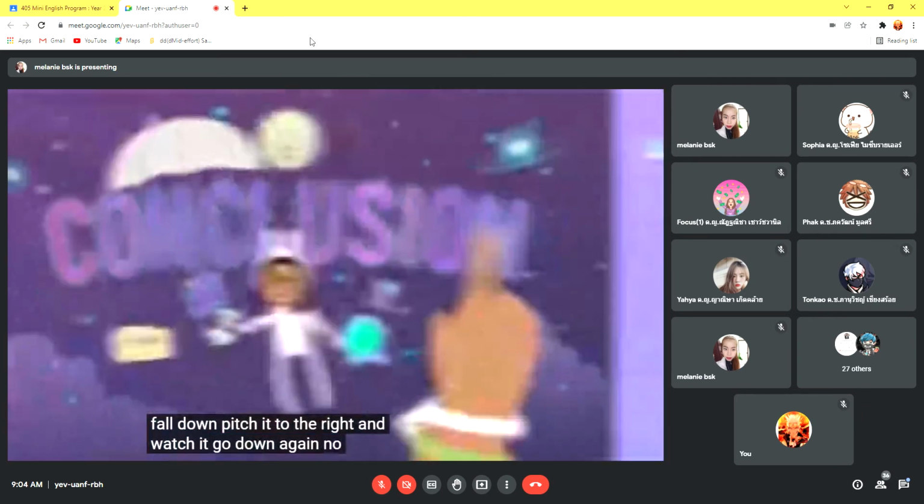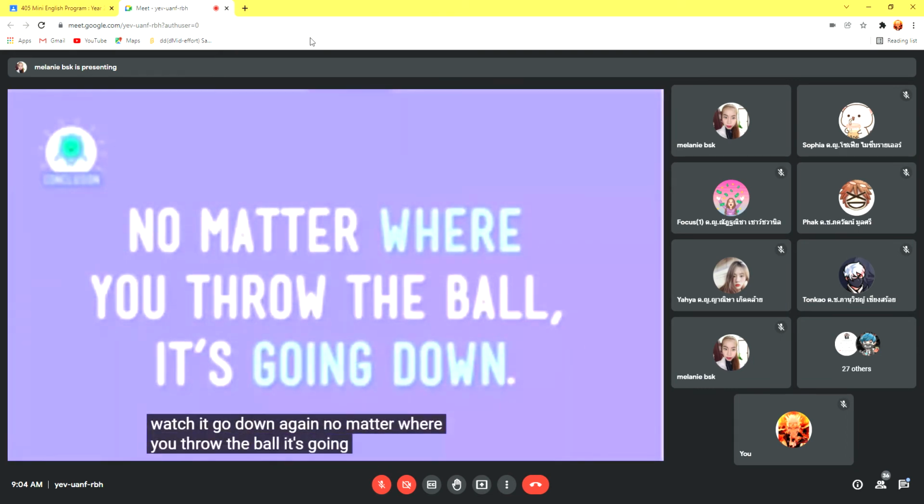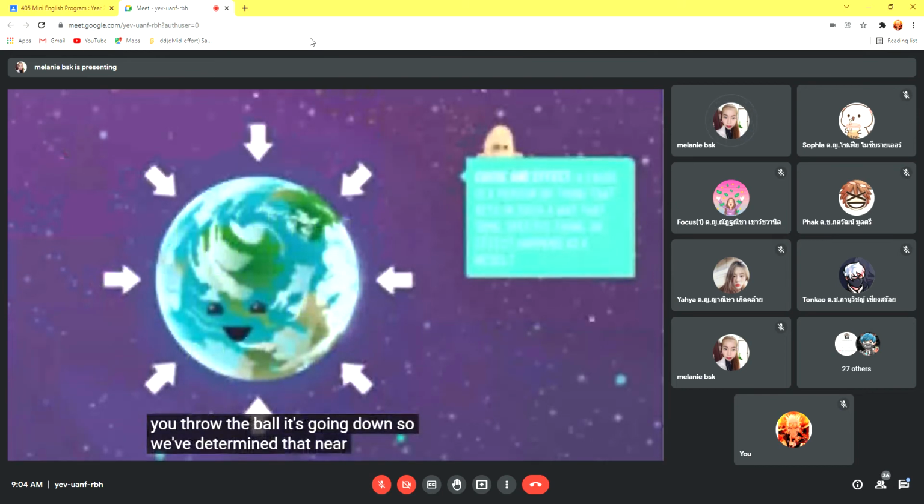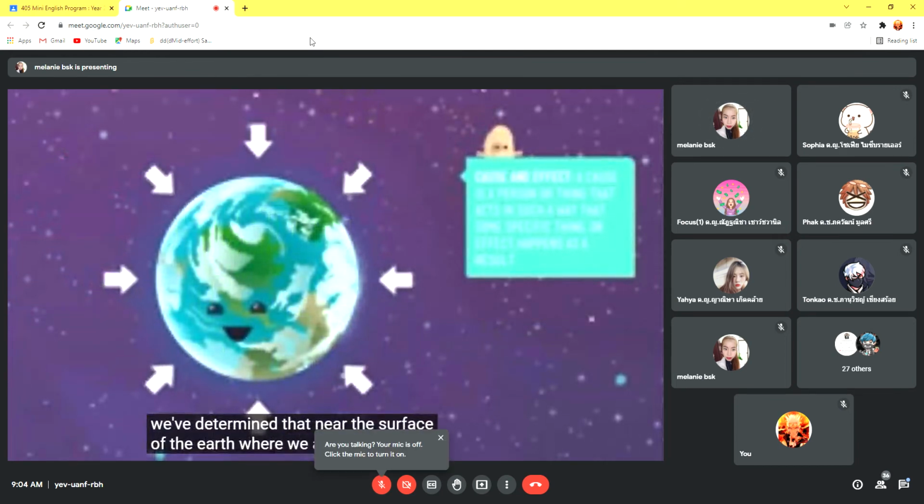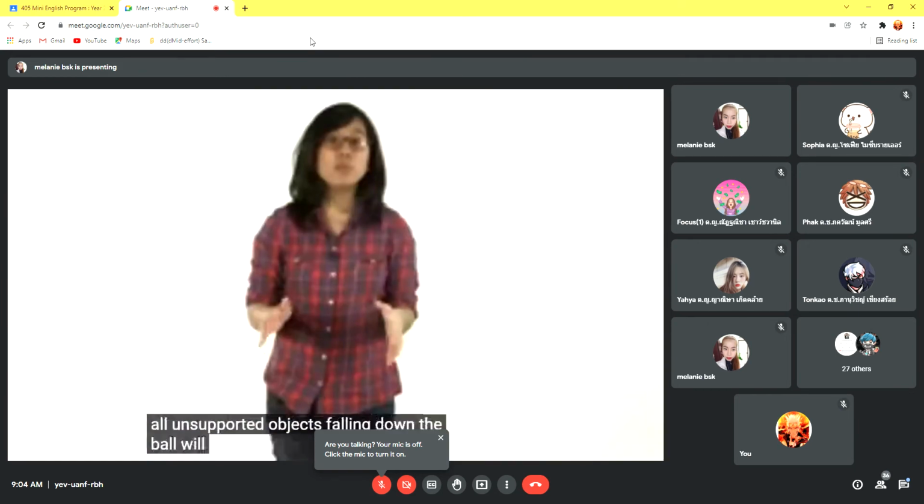No matter where you throw the ball, it's going down. So we've determined that near the surface of the Earth, where we all are, gravity is the cause that produces the effect of all unsupported objects falling down. The ball will go up or to the left or to the right for a little bit.